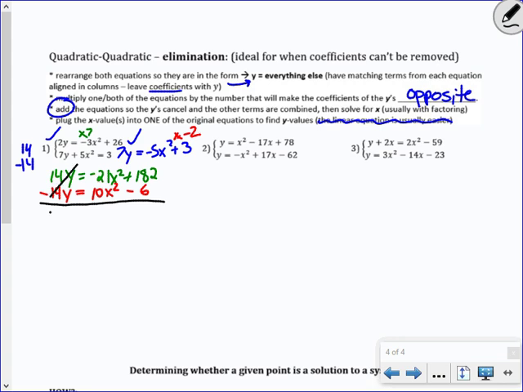Right, now these are opposites, which is what we were after, so when we add down the columns, those y's disappear. You have -21x squared plus 10x squared, and then we have 182 plus -6, which is the same thing as subtracting 6. How would I solve this?